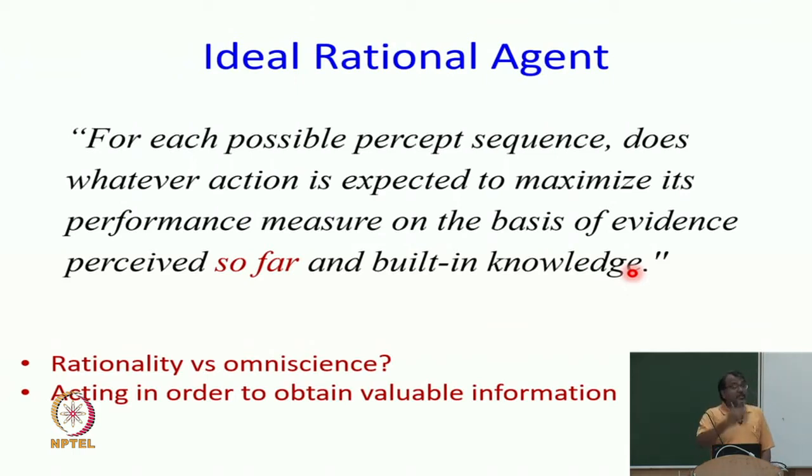It needs to use some built-in knowledge, and this built-in knowledge will be represented in our knowledge representation language, right. So, this was the point: it has to be rational, but it does not have to be omniscient, right. If it does not know something, it makes the best decision based on what it knows so far. If it gets to know something new, that does not make the earlier decision wrong. It may even act in order to obtain valuable information, right. It may make an action which does not change its performance measure, but it gives it some information about the world, which then leads to its performance measure increasing long term, right.